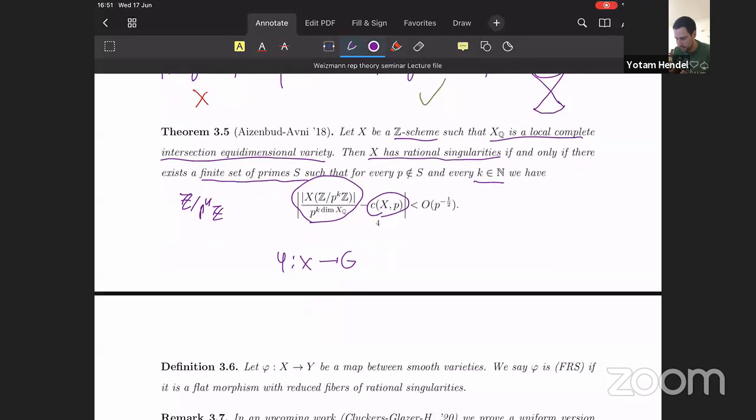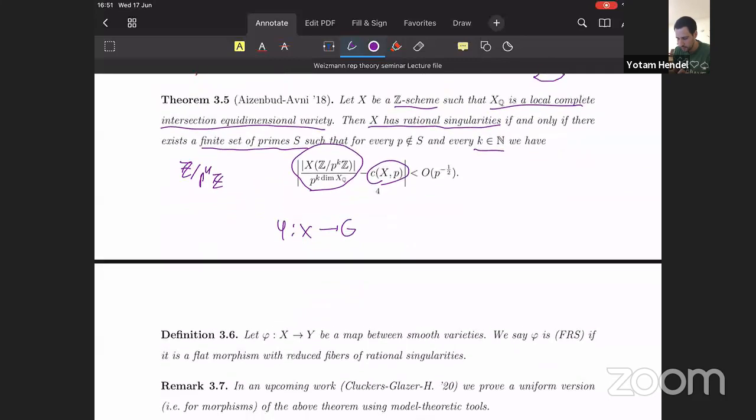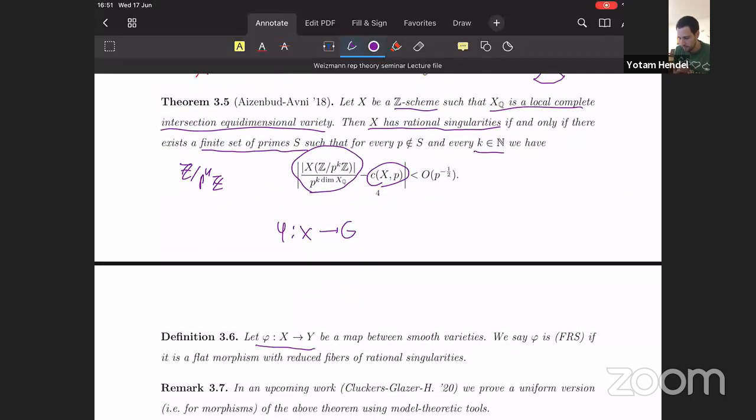So let me capture this in a definition. I say that a morphism from X to Y between smooth varieties is FRS if it is flat and if all fibers are reduced and have rational singularities. And really, this is the property that guarantees that all your fibers have nice point count over Z modulo p to the k Z. So it really solves the probabilistic problem with respect to this family of rings that we are interested in.